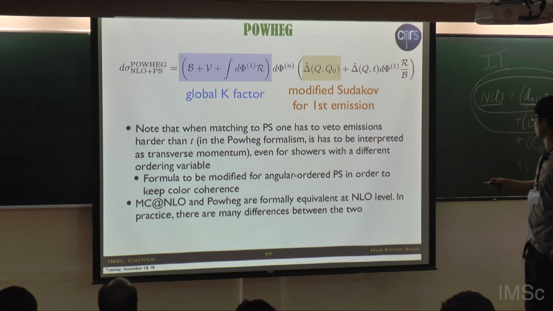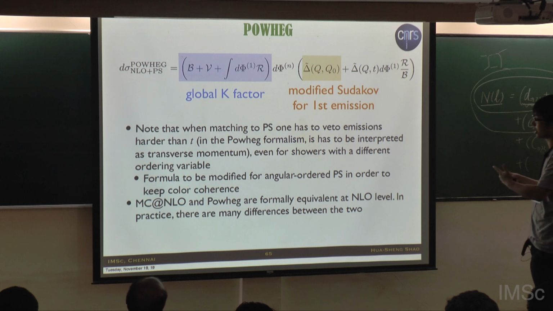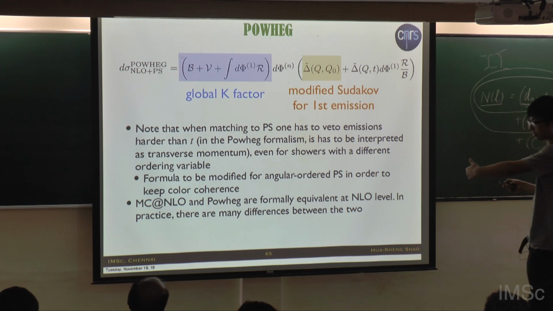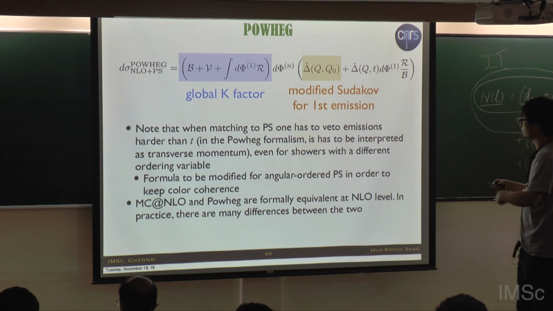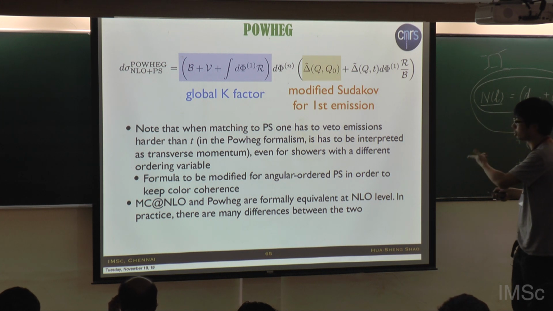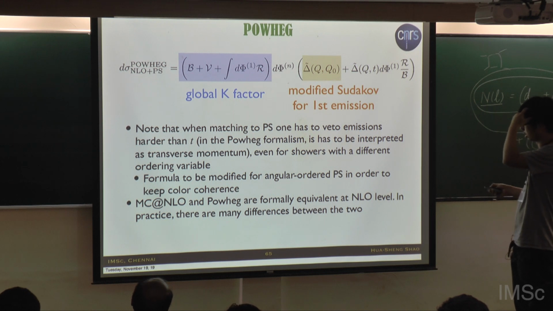I think I wouldn't go into the details. Know that when matching to a parton shower, one has to veto emissions harder than T, because T is where you calculate your matrix element. That's hard, it should be counted into the matrix elements. So in POWHEG, it is interpreted as transverse momentum, even with showering for different ordering variables.